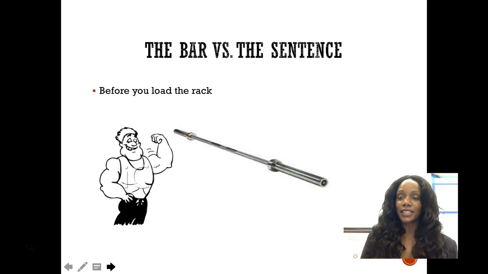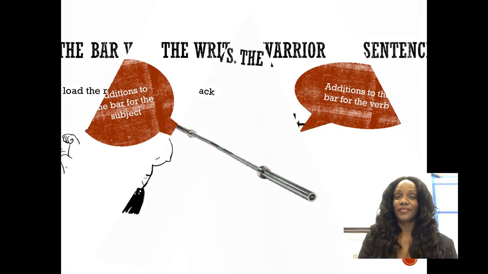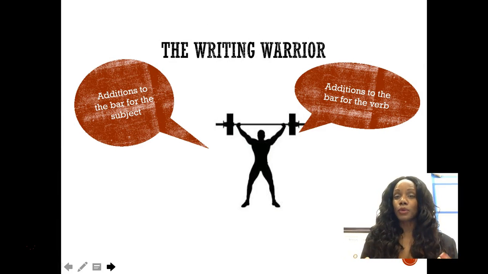Now there's two sides to this particular bar, and you'll see exactly what I mean in terms of how we add or extend our ideas based on the subject and the verb. How do we become a writing warrior? We do this by adding weights to our sentence.